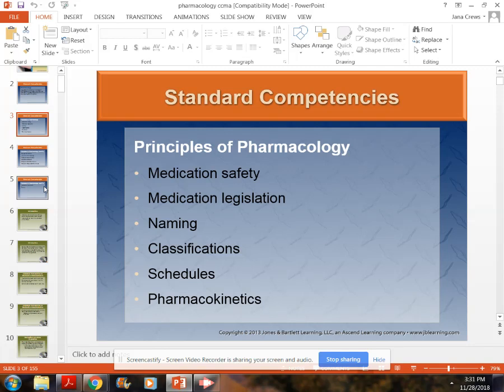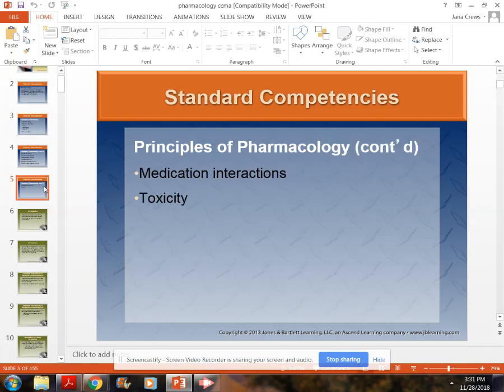Like in the state of Texas, hydrocodone is a Schedule 2 drug, but in most other states, it's a Schedule 3 drug. And we'll talk about what Schedule 2, Schedule 3, Schedule 1 kind of means as far as when you're a provider or a provider's support. Pharmacokinetics, once again, is how the body utilizes it.